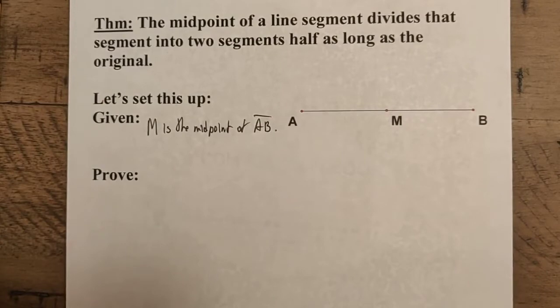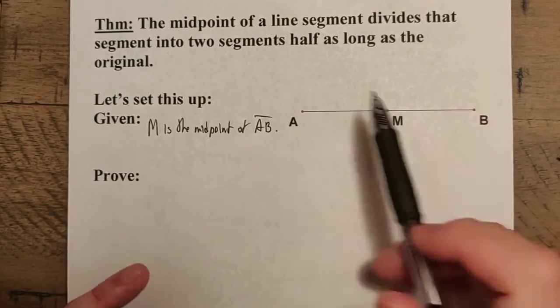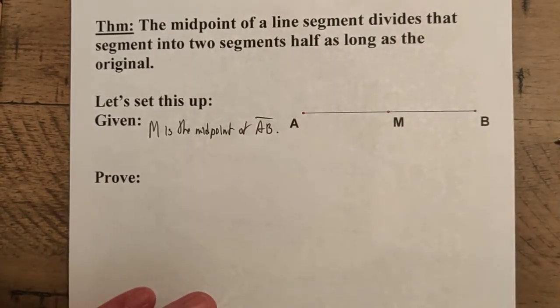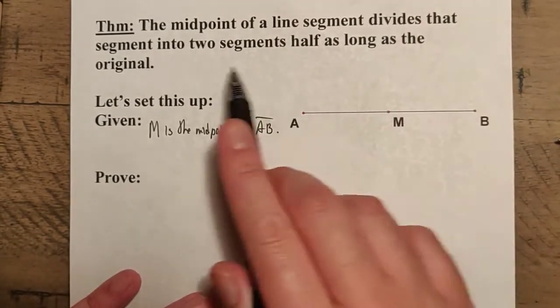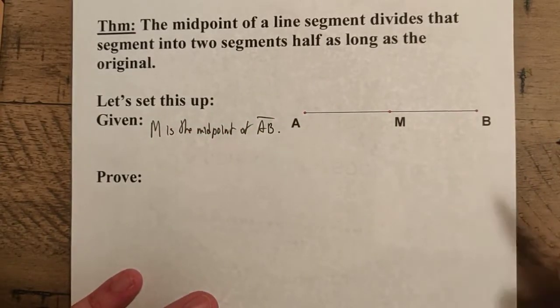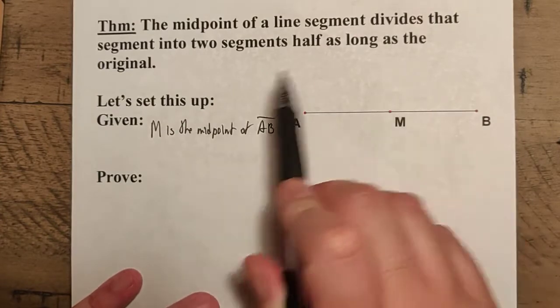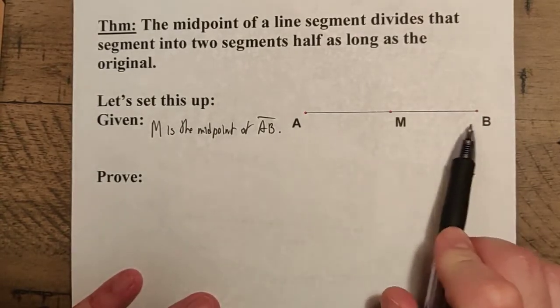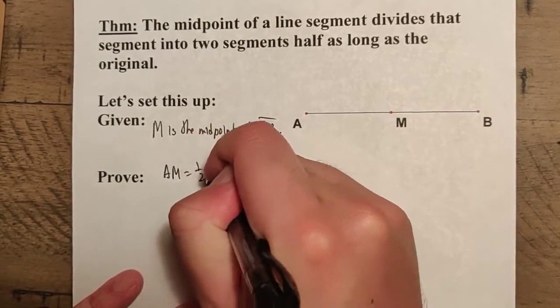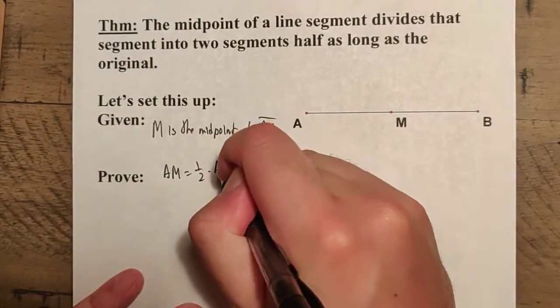So notice that the statement, it does feel like you were given the fact, it does feel like, you know, at the beginning you were told that you have a midpoint of a line segment here. In general, when you're trying to prove theorems here, a lot of the information that you're going to be starting off with will start off in the first half of the statement here. And we see that it divides that segment into two segments half as long as the original. So that means what we're attempting to do is we want to show that the two segments are each half as long as the original. So in this case, AM and MB should be 1/2 of AB.